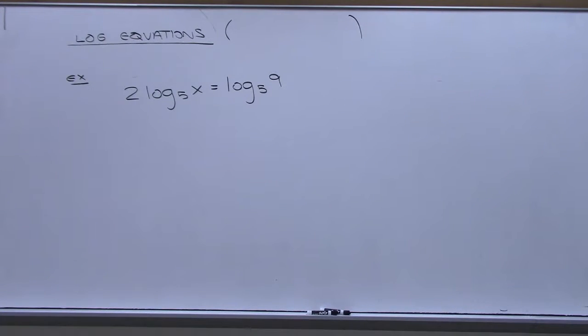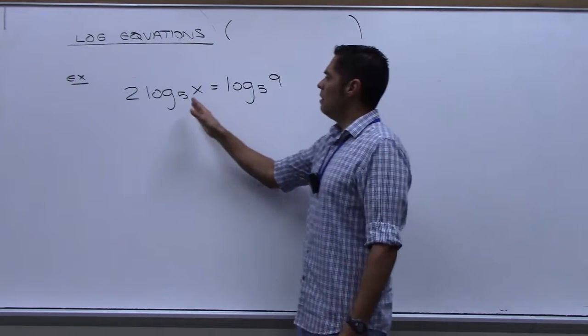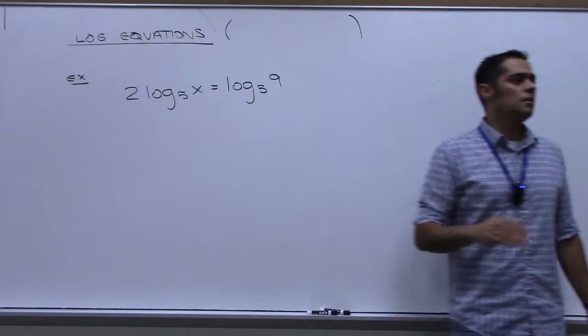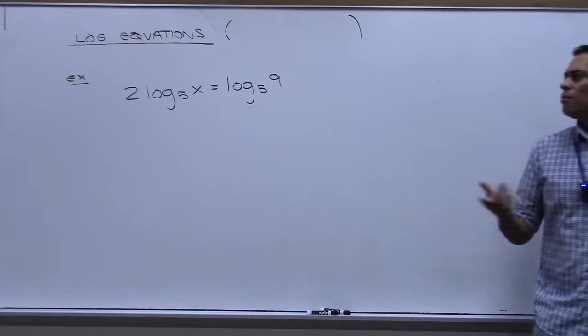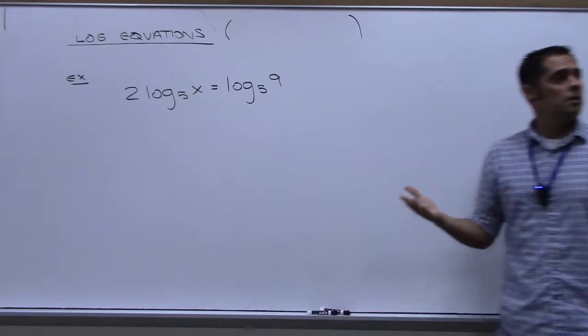So can I use the property I just showed you? Can I just say right now, log base 5 of x, log base 5 of 9, that means x equals 9? No. Why not? Because of the 2. The 2 out front is messing things up. So what can I do? Put it on the x, right?